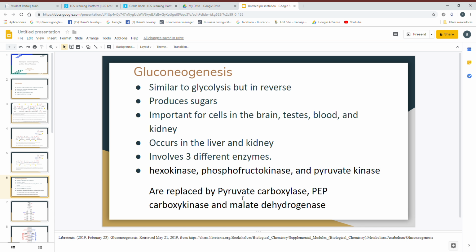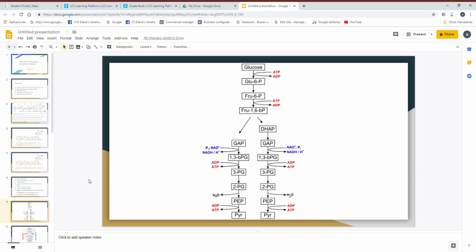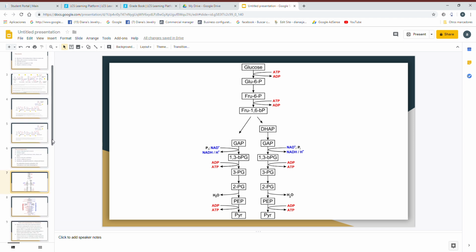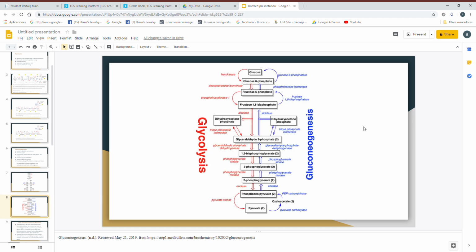So these are replaced by pyruvate carboxylase, PEP carboxykinase, and malate dehydrogenase. So if you guys want to look at it here, this is a useful diagram, but it doesn't really help us make sense of it. As a standalone, it's good, but it's a lot better if you can compare the 2 processes together. So if you look here, you'll see that for the most part, the 2 processes are very similar.